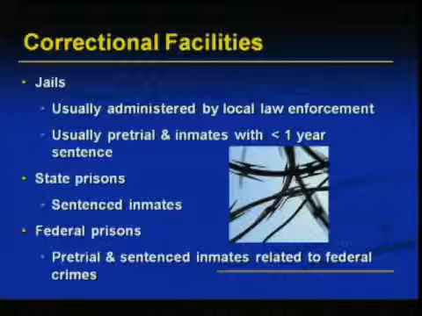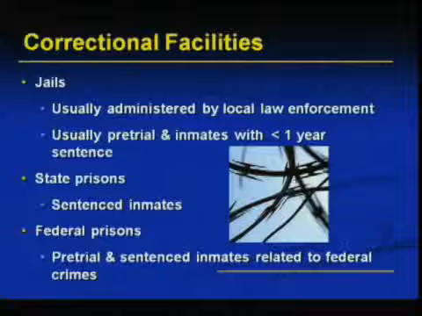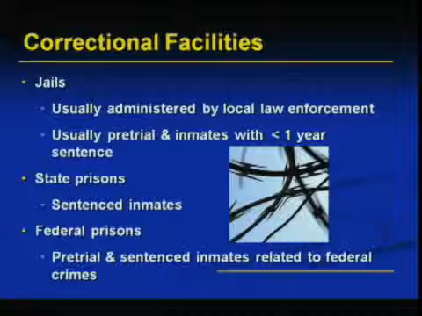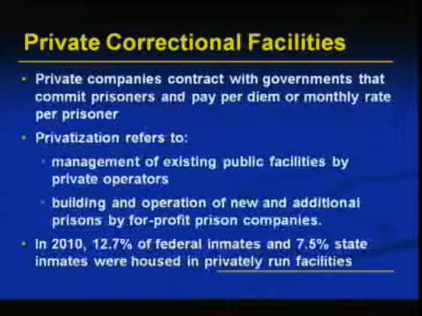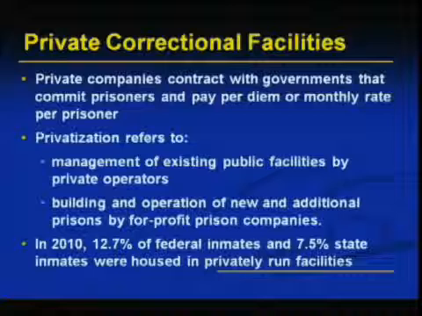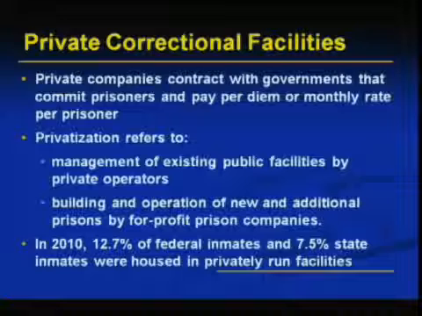These are sentenced inmates who are convicted and placed in our state prisons throughout the United States. And it varies, but in some states, every county has a state prison. So these can be widespread as well. And then there's the federal prison system. We have both detainees, jailed inmates, and also sentenced inmates. I did want to mention briefly private correctional facilities, because increasingly states and the federal system are privatizing correctional health care, or in some cases, the entire facility is privatized.